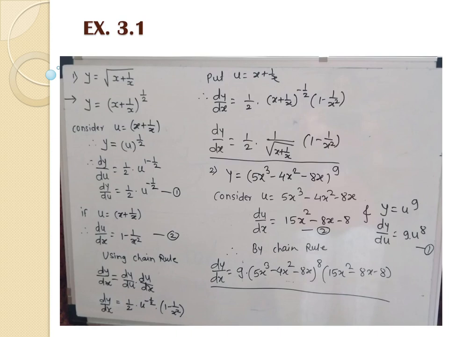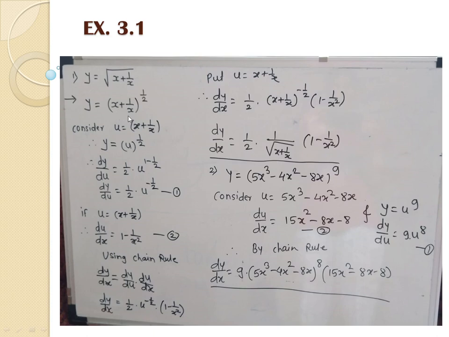Now these are some examples on chain rule. Exercise 3.1. First example, where to find dy by dx in this example. So if y is equal to root of x plus 1 by x, it is also written as x plus 1 by x raised to 1 by 2. Now here, function within a function. So we use chain rule.